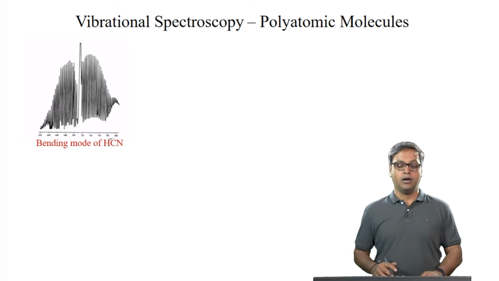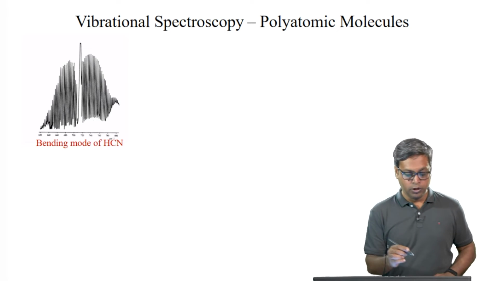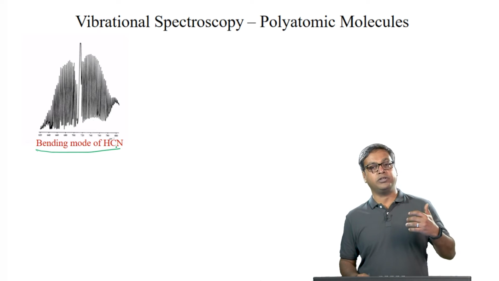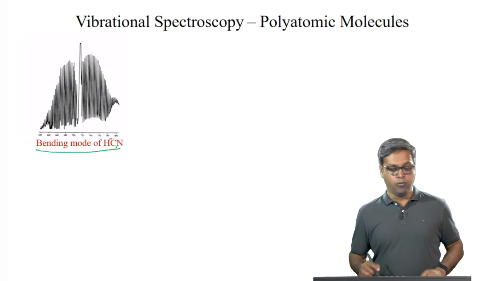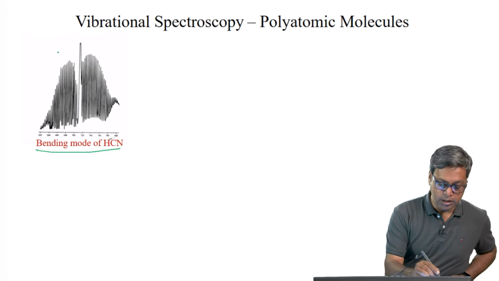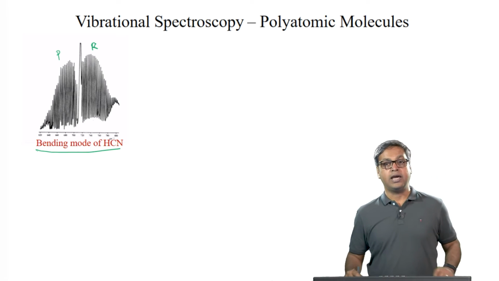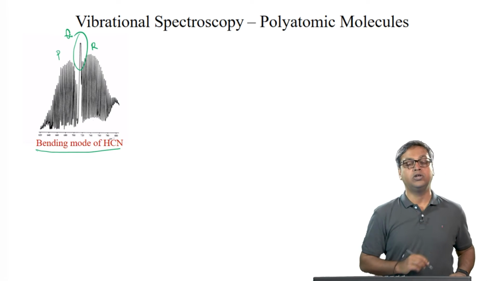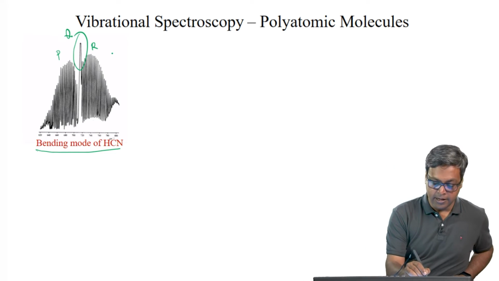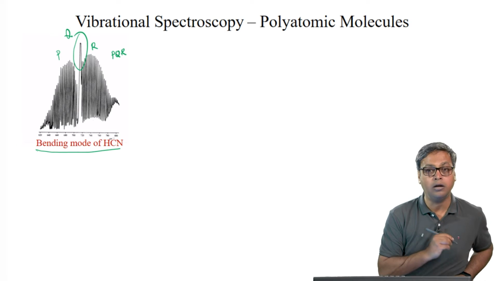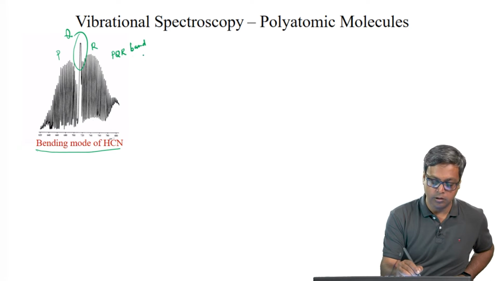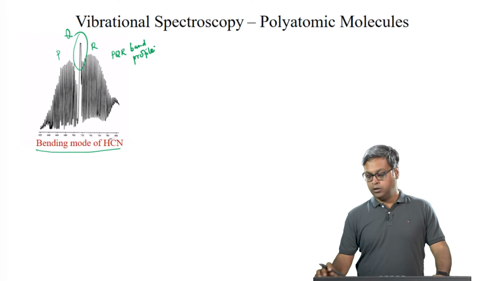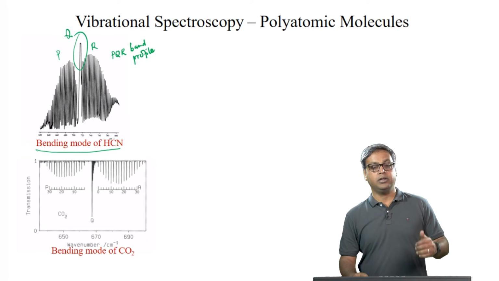This is indeed what we see in the bending mode spectrum of HCN. This is a perpendicular vibrational mode. So, we have both the P and R branches, and in the center we have an intense Q branch. So, we can say this is a PQR band profile. For carbon dioxide, we will have a very similar spectrum.